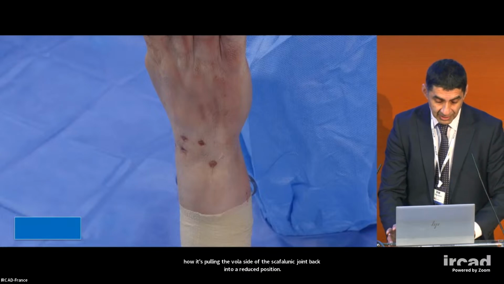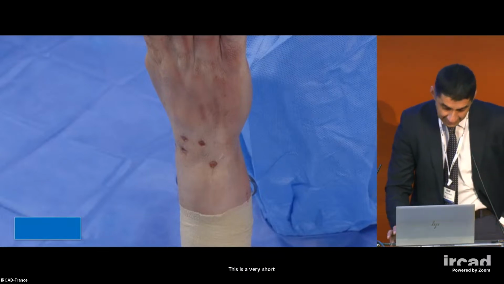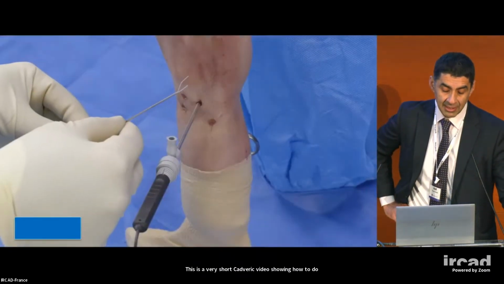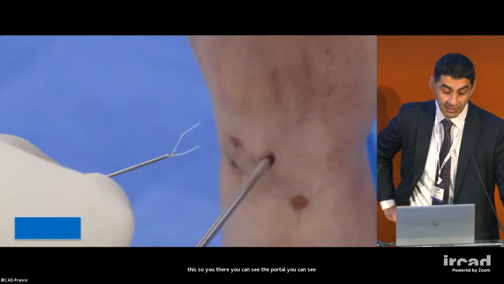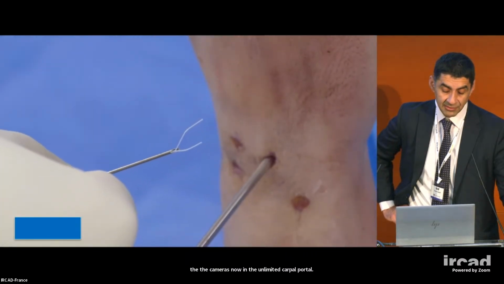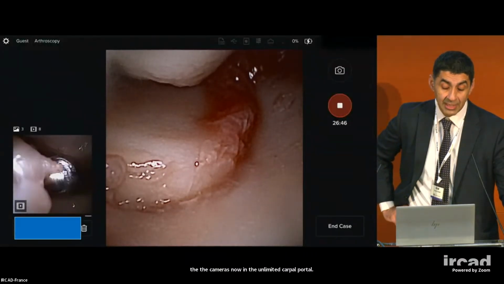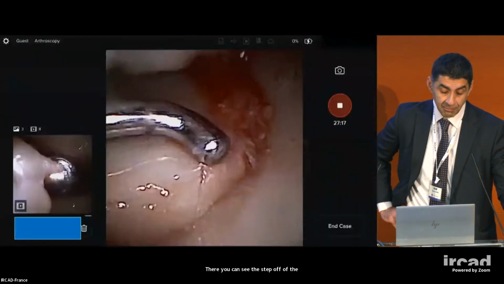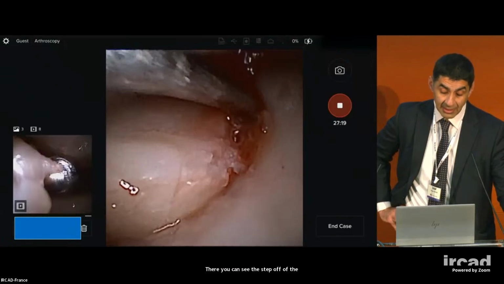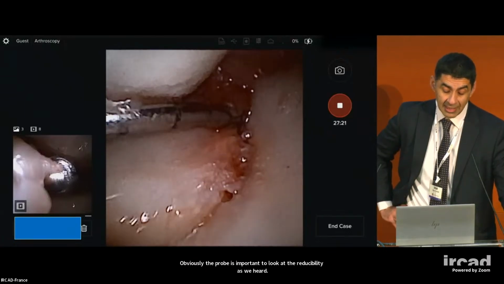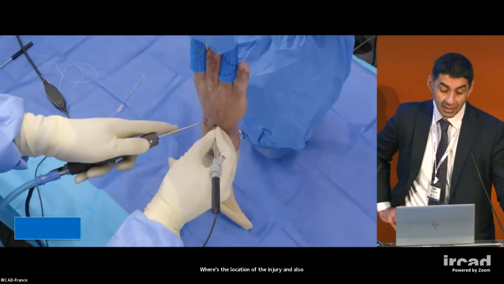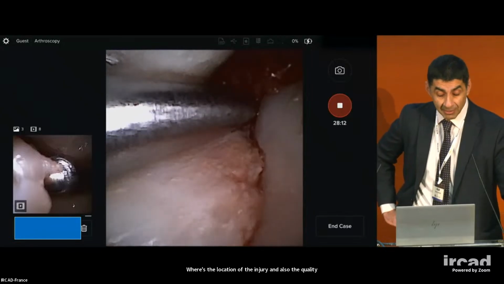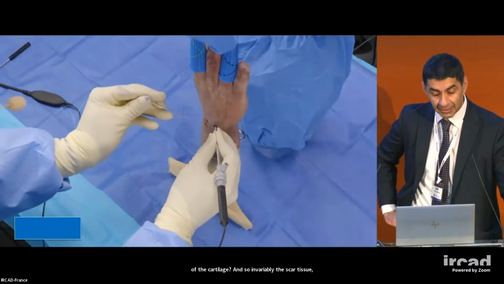This is a very short cadaveric video showing how to do this. So there you can see the portal. You can see the camera is now in the ulnar midcarpal portal. There's the needle coming in. You pierce this through the radial midcarpal portal. There you can see the step off of the scapholunate region. Obviously, the probe is important to look at the reducibility, as we heard. Where's the location of the injury? And also the quality of the cartilage. And so invariably there's scar tissue, sometimes blocking reduction. But sometimes you can make an irreducible or reducible step off.